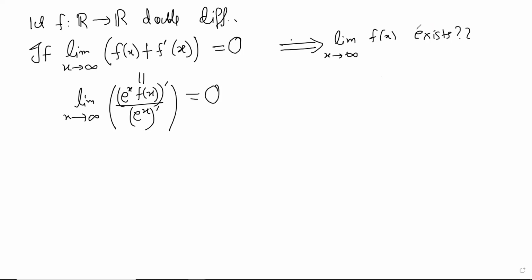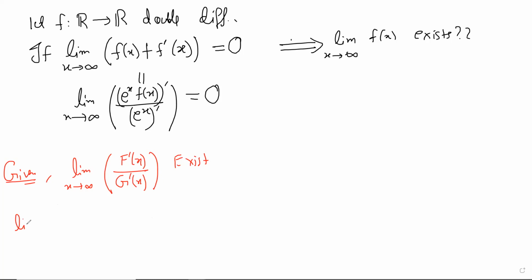But let me just put it first in the language of L'Hôpital's rule. So what is the situation like? Given the limit as x tends to infinity of f'(x) by g'(x) equal to 0, or I'll just say exists. This is given to us. But let us note the other things also. The limit as x tends to infinity of g(x) is infinity. So the denominator goes to infinity. The numerator we do not know. Just writing everything.